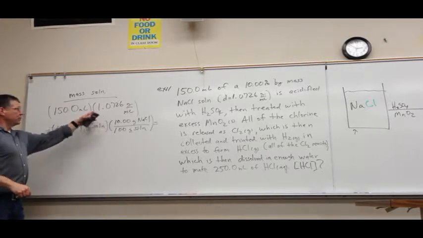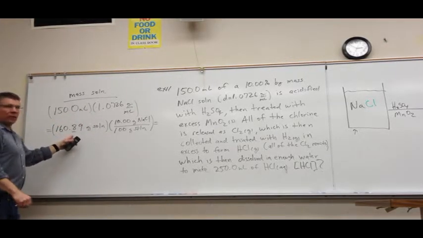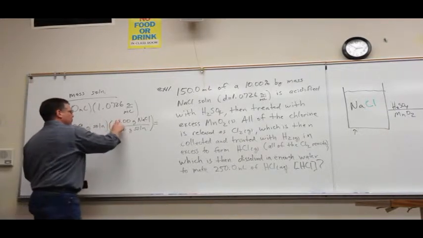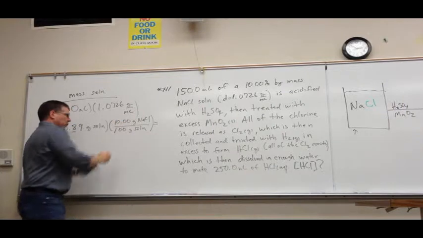So when we multiply the density times the volume, that gives us the mass of the solution, in grams. It's 10% sodium chloride by mass. Times 10 over 100.